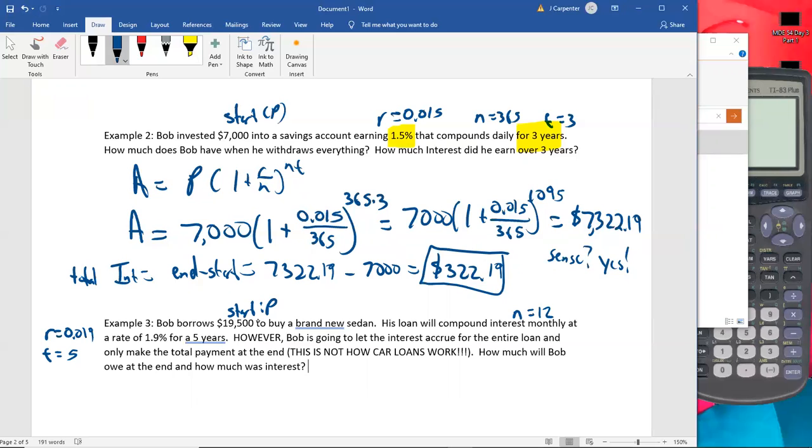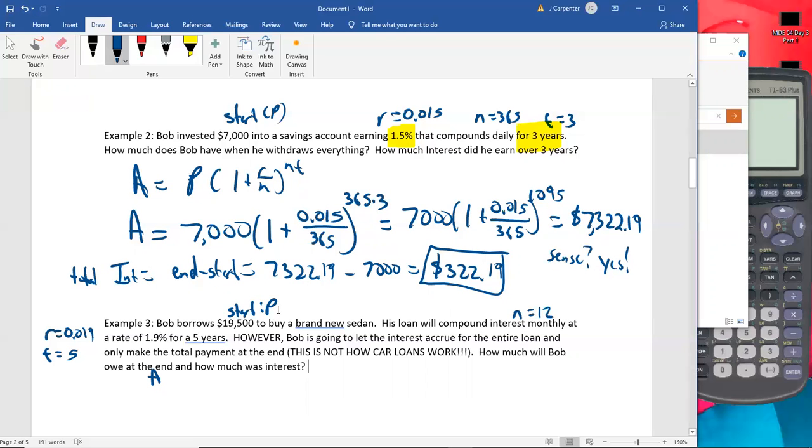All right, so again, Bob is just going to pay off this entire car and the interest that accrued over a long time, which means he's paying more interest than you traditionally would. But again, this is not a traditional problem. So how much will Bob owe at the end? That's what we traditionally are calling A, the future value. How much is interest? Well, that'll just be that easy subtraction, but let's do that later.